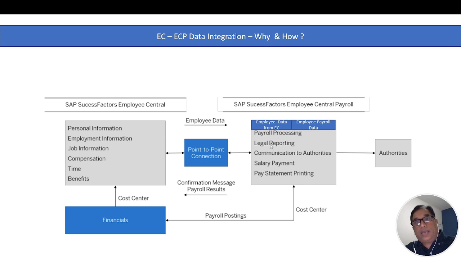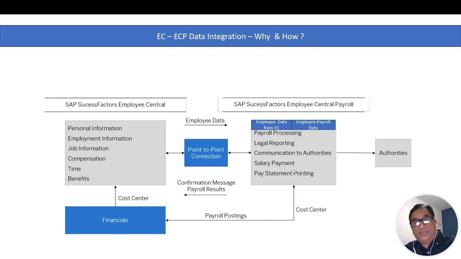And once all the employee data and the employee payroll data is there in the system, the payroll is run and processed. The output of the payroll results will be reports, legal reporting, some communication sent to the authorities related to taxes, the salary that has to be paid to the employees, and the pay slip that we have to display to the employees. All those things will be done once all the employee data and the payroll data is entered in the system. And that's why we need the data integration, because these are two separate systems. Employee Central stores HR data, Employee Central Payroll stores the payroll data, and that's why it is done.